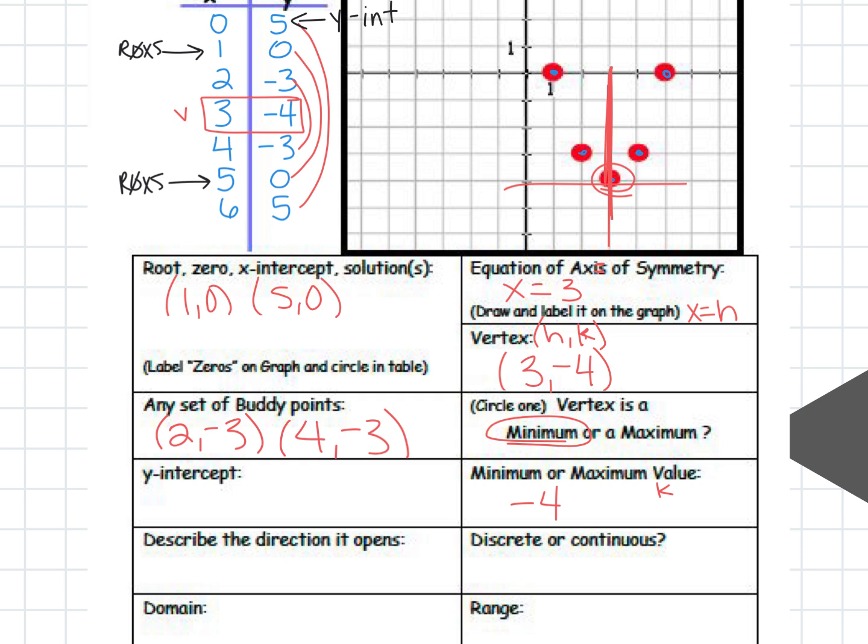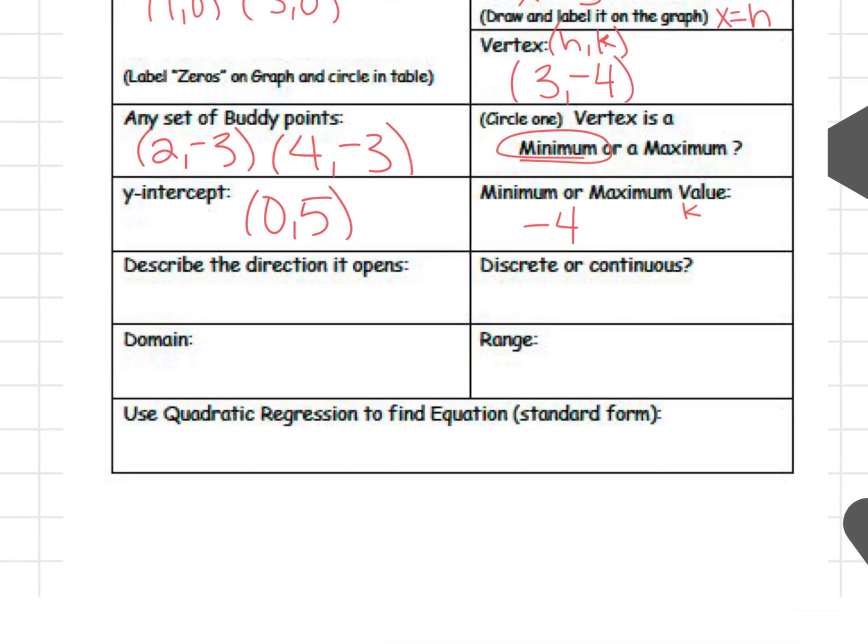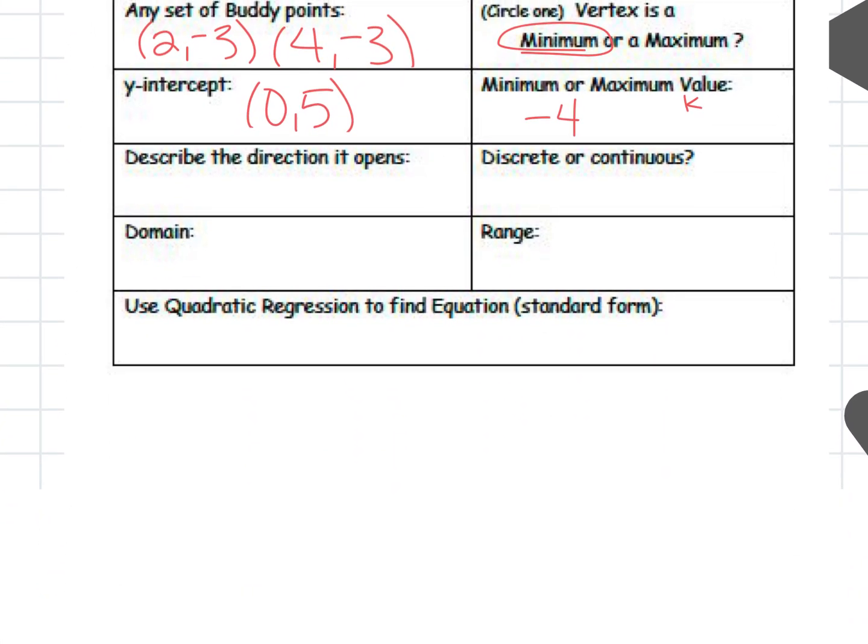What about my y-intercept? What did we say that was? 0, 5. All these are coordinates, so make sure you write them appropriately. Is it going to open up or down? Up. So this is going to be up. And why is it up? What does that tell us about our A when we get it? Our A is going to be positive. Okay, so when we get to standard form, we should have a positive A.